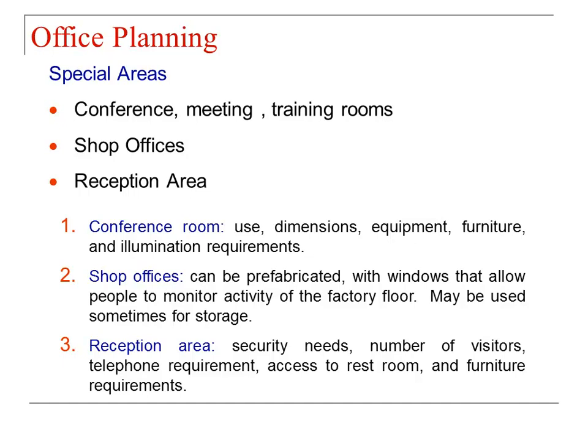A conference room basically uses dimension equipment, furniture, and illumination requirements, as we have explained for other spaces within the facility. Shop offices can be prefabricated with windows that allow people to monitor activity of the factory floor. This may be used as storage sometimes.